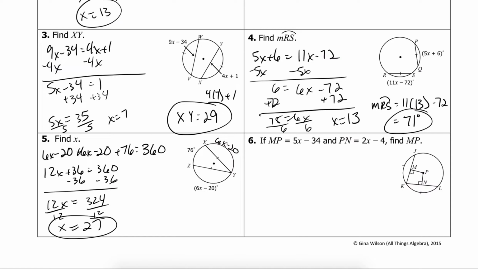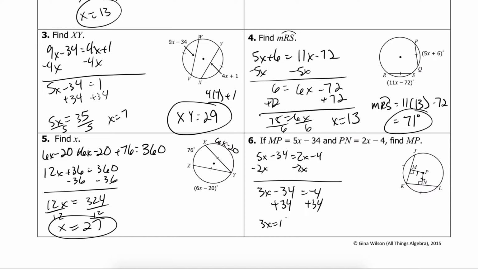Now, if the chords are equal, then they have to be equal distances from the center. So what does that mean? That means MP and PN are congruent. So we're going to set these two expressions equal to each other and solve. So 3x equals 30. X equals 10. We're not done. It wants us to find MP, so we'll plug that in. MP is 5 times 10, that's 50, minus 34, which is 16.